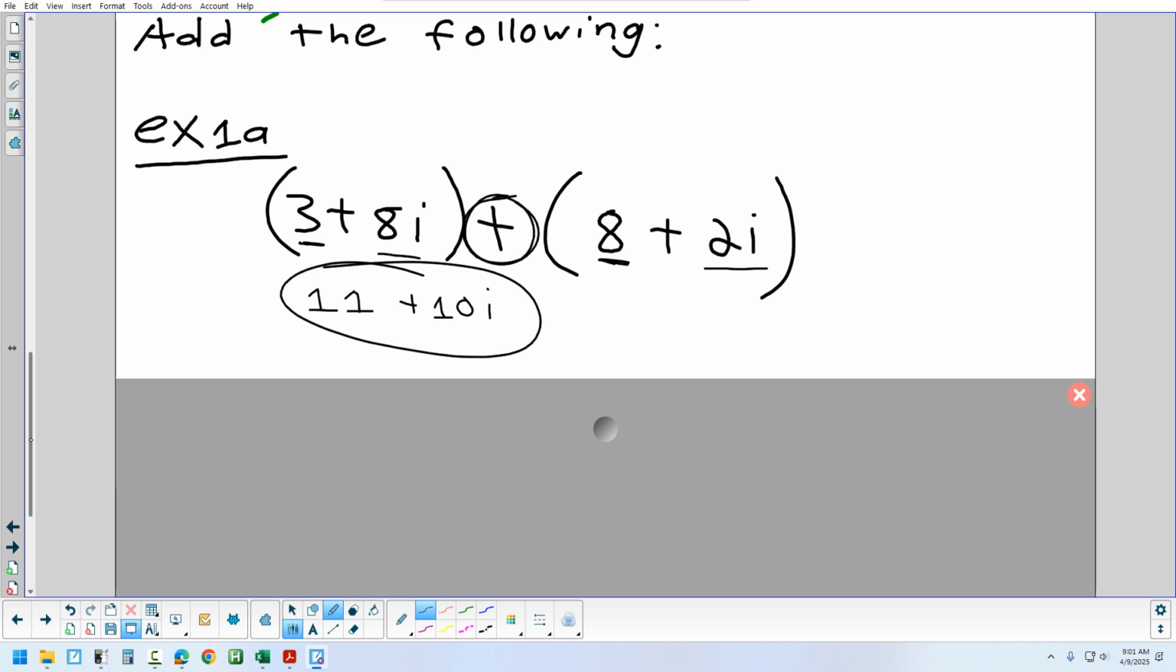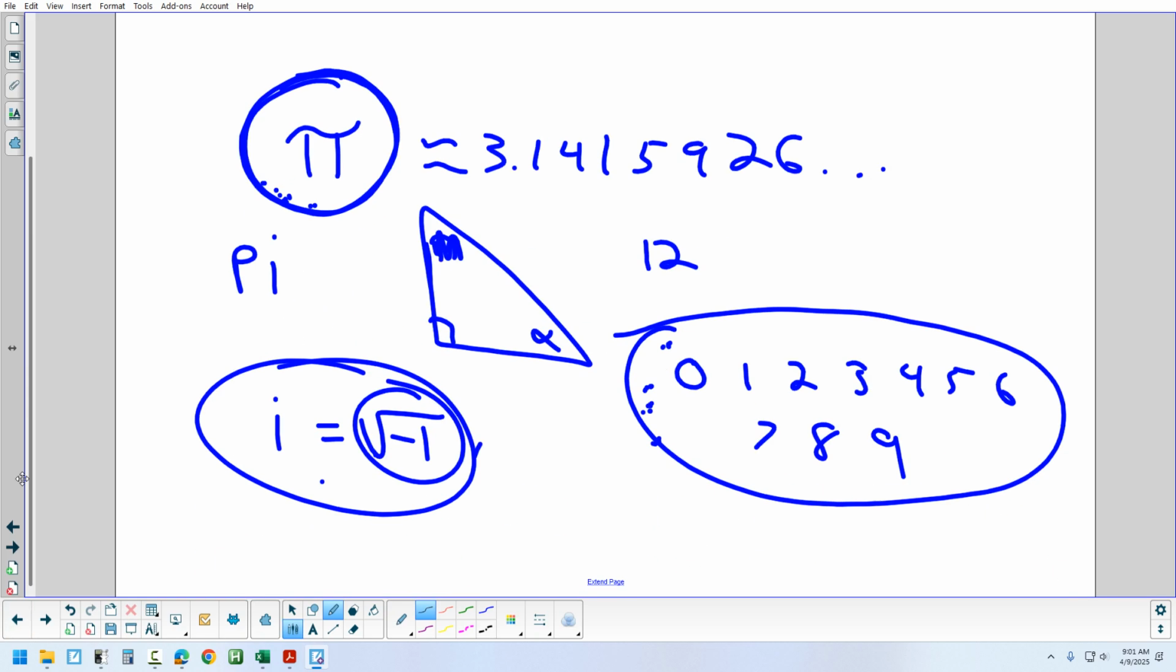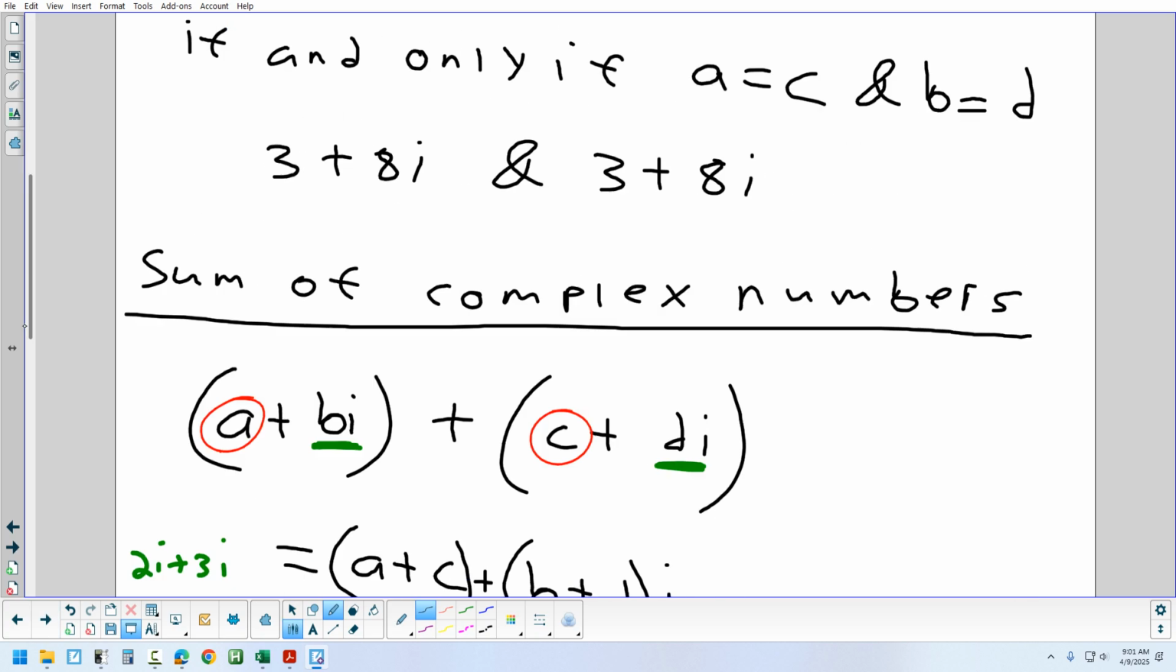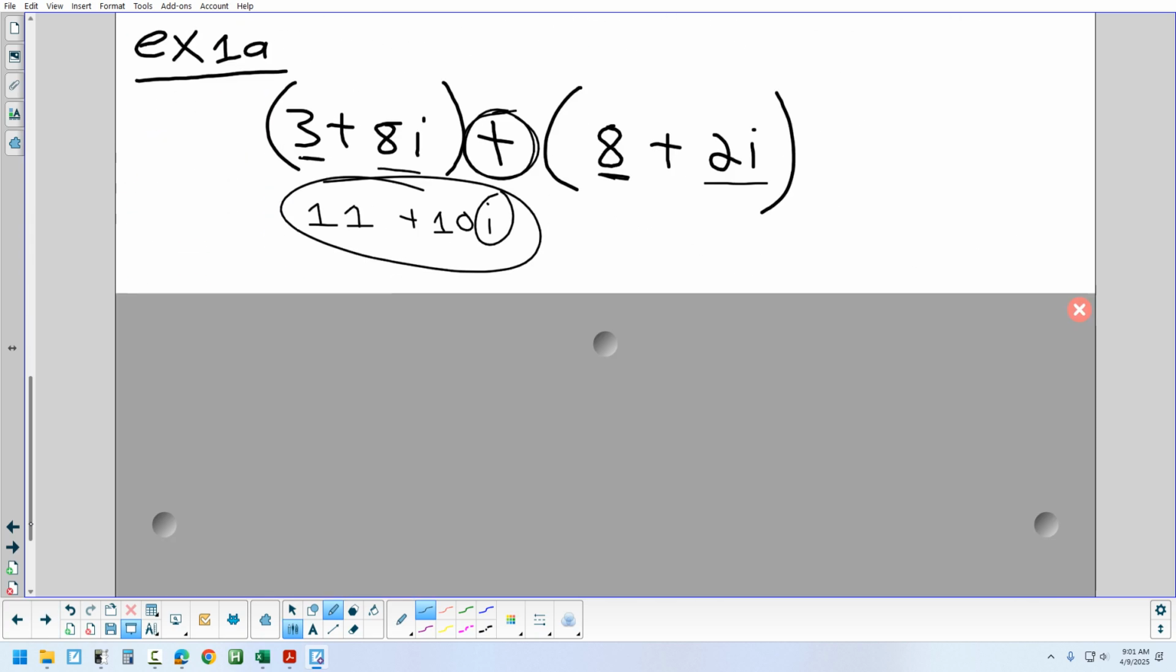So earlier I told you that i always represents the square root of -1. I'm going to write that down. But you would never see your answer written like this: 11 plus 10 times the square root of -1. That's really what your answer is. But they never write it as square root of -1. They always use the symbol for it, which is i. But technically that's not wrong. It's just kind of a weird way to write it.